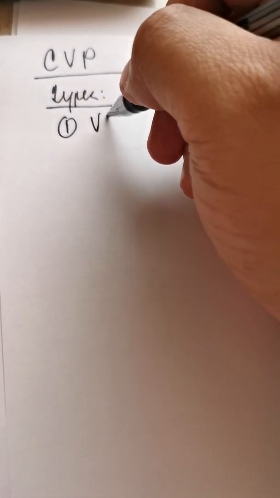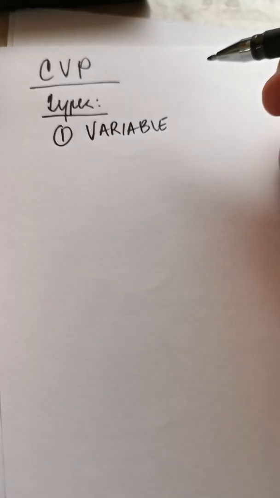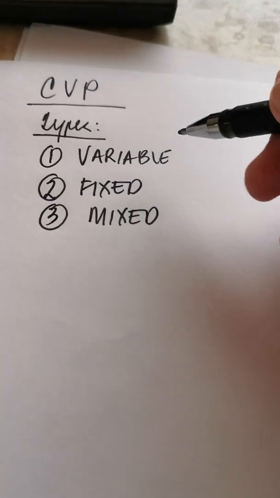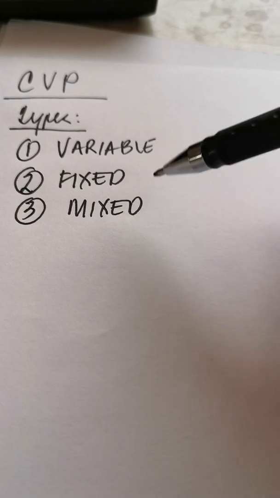Number one, we have what we call the variable cost. Then second one, we have the fixed cost. And then the third one, we have the mixed cost. So what is the difference between the variable, the fixed, and the mixed?